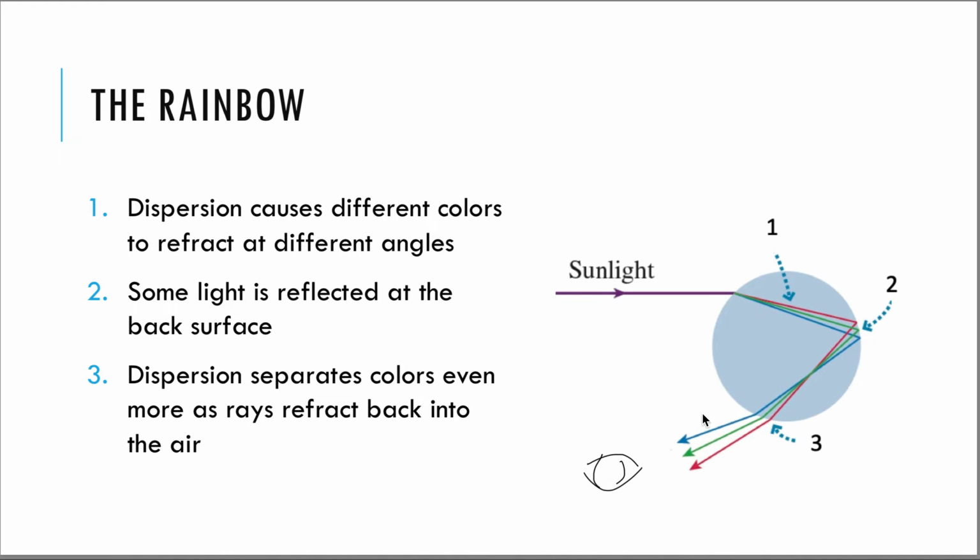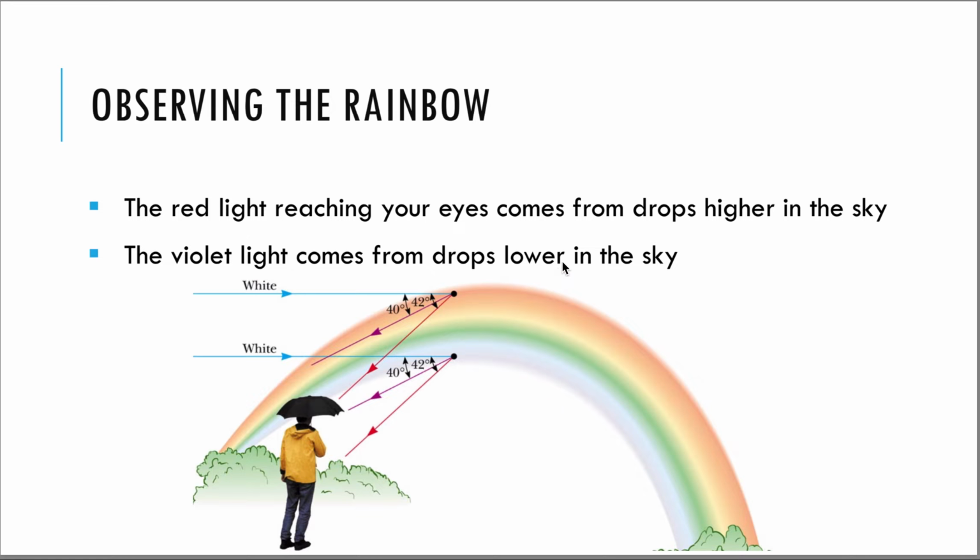So when you look at this, it may seem like, well, if our eye is over here, it seems like we should see the violet light on top and the red light on the bottom, but a rainbow has the red on top. So what is actually happening? We can see in this last picture that I have here.